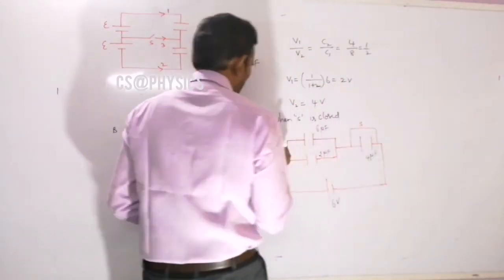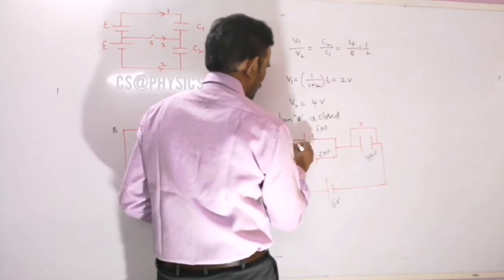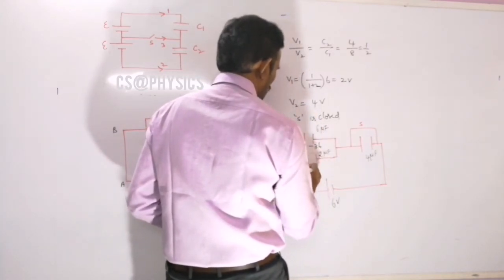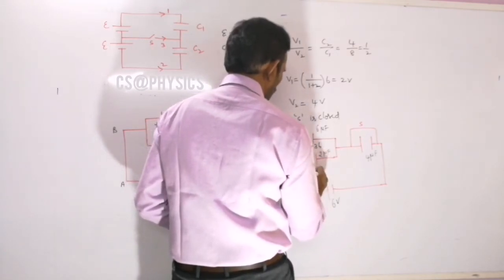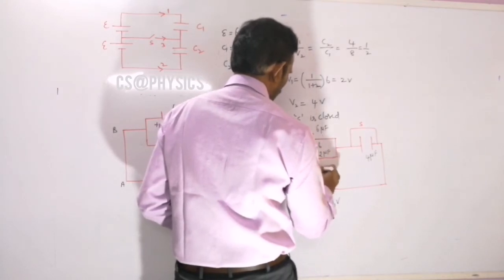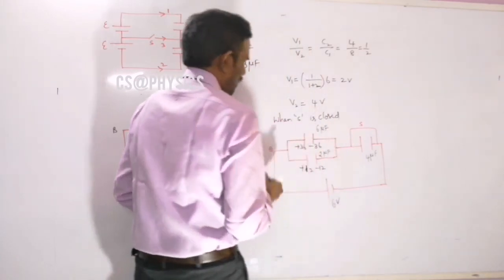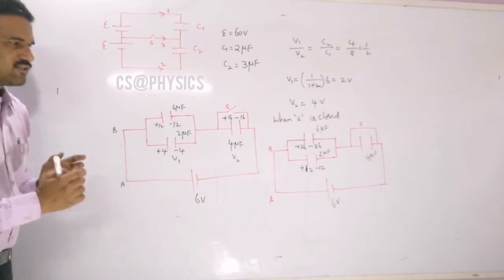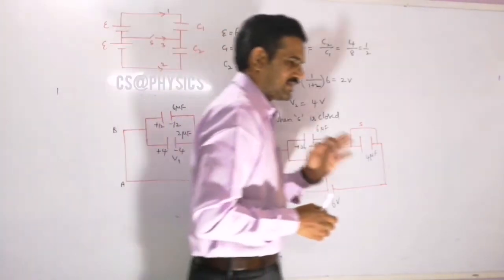And so now the charge I am writing directly here. The charge on these capacitors will be 6 into 6. So plus 36, minus 36. And then this will be plus 12 and minus 12 microcoulombs. And so now we need to answer about the charge flowing from A to B and the charge flowing to the switch. So again think it carefully.